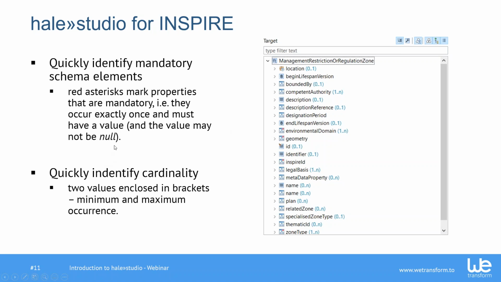You can also quickly identify cardinality. You'll see in the screenshot here these brackets that contain numbers. For example, the first bracket is 0..1. That represents the cardinality, so here this is a 0 to 1 cardinality. That's also very helpful because you can see very quickly if you need a value in there.